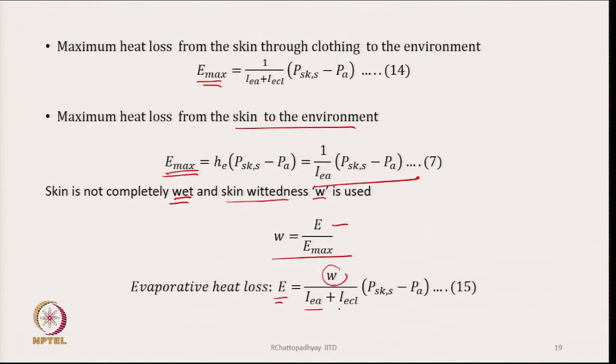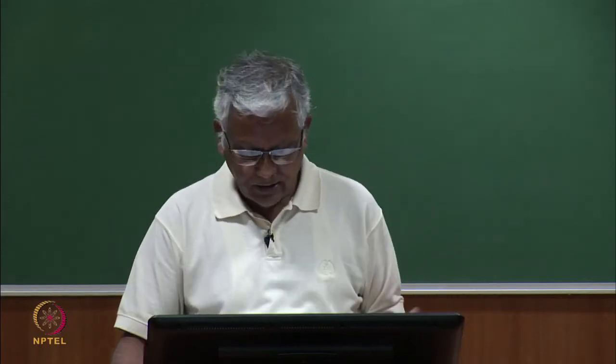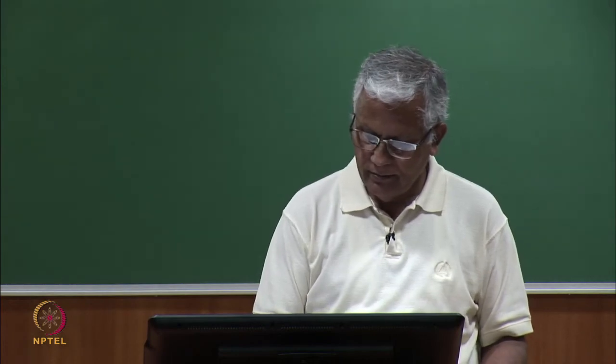W times 1 upon (IEA plus IECL) times (P S K S minus P A), that is equation number 14. The numerator gets replaced, and there will be one parameter which will come now, W, the skin wettedness factor. So, when the skin is completely wet, W is going to be 1, otherwise there will be some value of W, maybe it is 70% wet, or maybe 30% or 80%, accordingly the W value will vary.